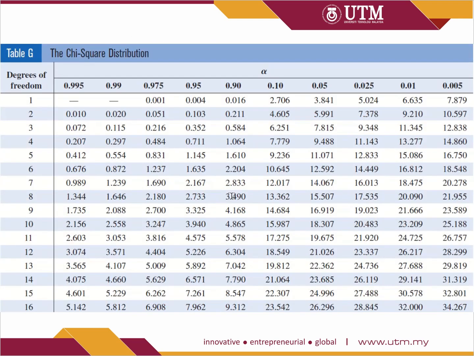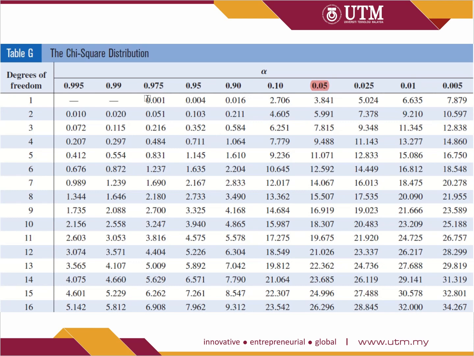By referring to the Blumen statistical table, go to table G. Table G refers to the chi-square distribution. Now here we have this column of alpha. So alpha refers to your chi-square alpha. From your problem, we need to find two values of alpha. The first one is for 0.05, so for 0.05 is this column.